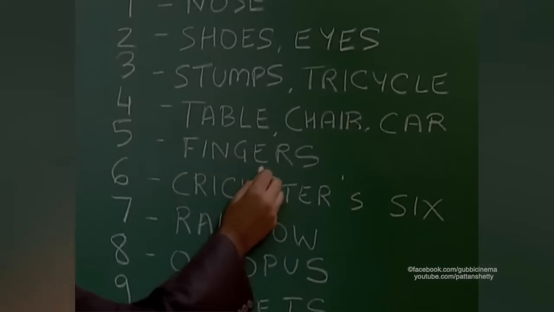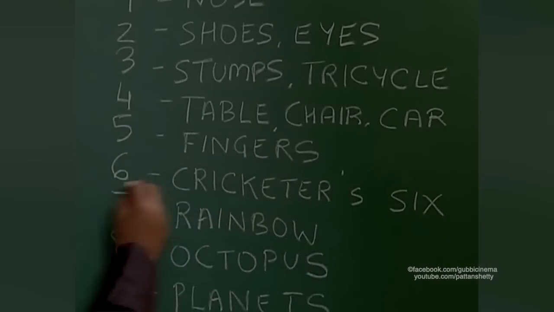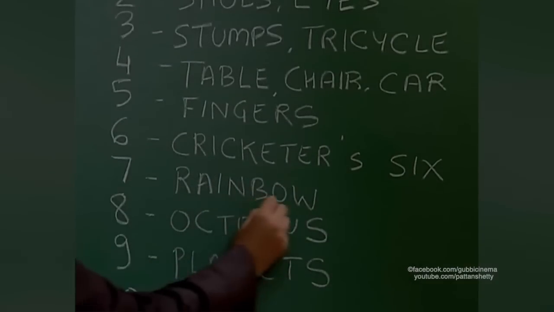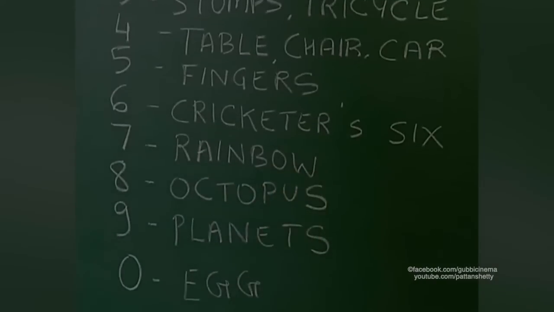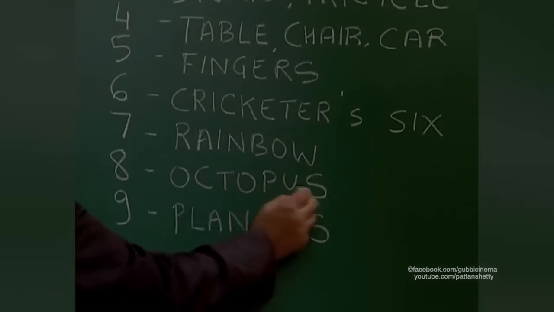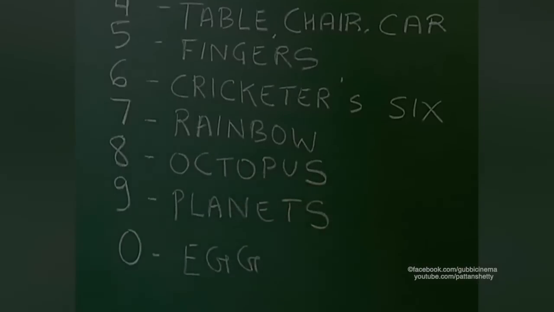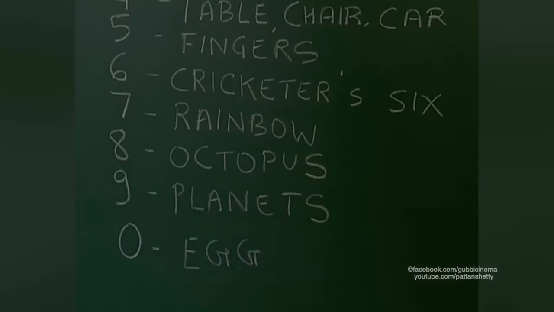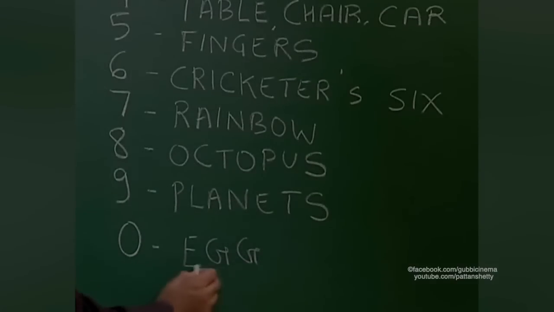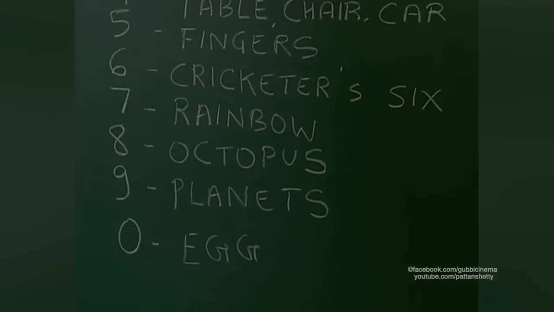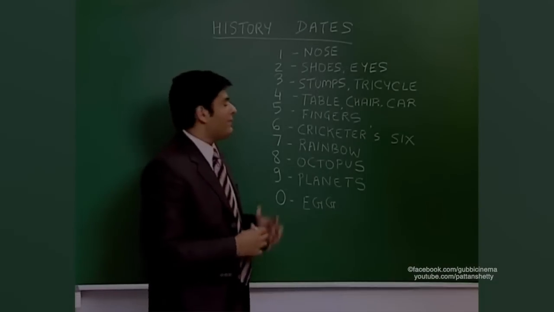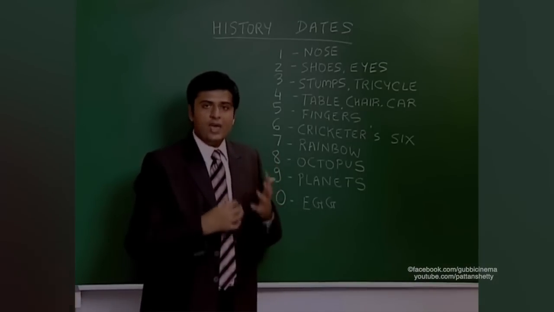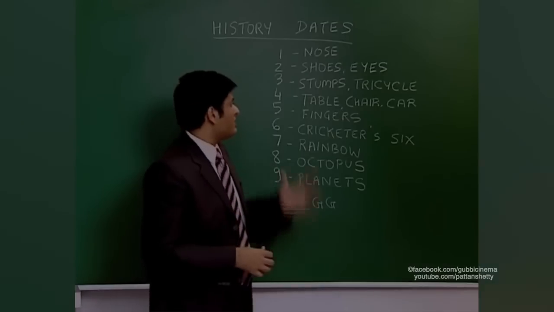5 is fingers. 6 is a cricketer's 6. 7 is a rainbow, because rainbow has 7 colors. 8 is octopus, because octopus has 8 fangs or hands. 9 is planets, because there are 9 planets in our solar system. 0 is egg, because egg's shape resembles a 0. Next friends, we will see some dates taken from history, some years and the events, and then we will try to memorize them using this same system.